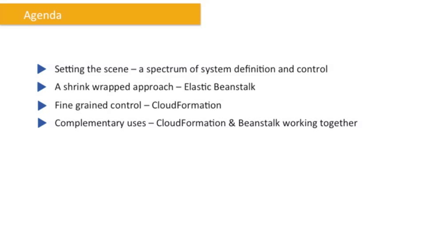So today's agenda is going to fall into four parts. First, I'm going to set the scene with a spectrum of system definition and control, as I've called it. These are two polarized ways in which you might go about managing your environment, or two different approaches or philosophies you might have inside your business. Then we'll look at a shrink-wrapped approach to managing your systems in the AWS cloud using Elastic Beanstalk, and at the opposite end of that spectrum, fine-grained control using CloudFormation. Then we'll look at how these two systems can be used together in complementary ways, and we'll drop in a couple of customer examples along the way to give you some flavors of how they're used.